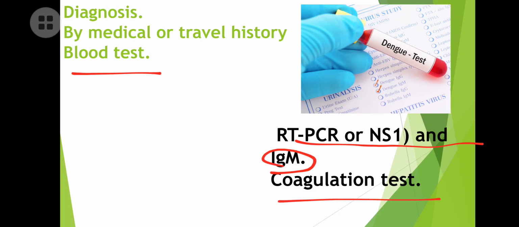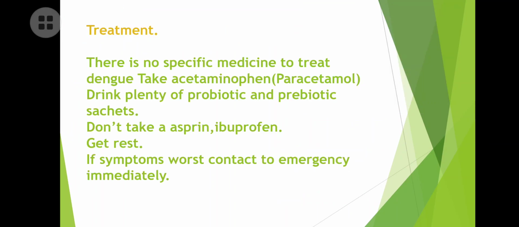Then a coagulation test is also preferred. Treatment: basically, there is no specific treatment to treat dengue, but you can treat on the basis of the signs and symptoms. The basic treatment is you have to give acetaminophen, that is paracetamol, 3 or 4 times a day, depending on your body weight.